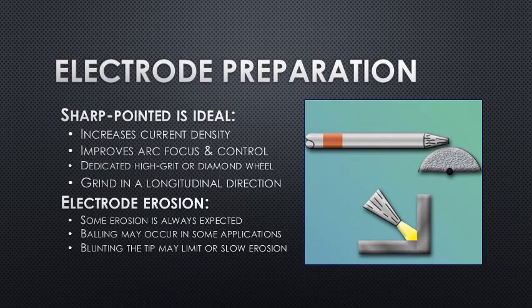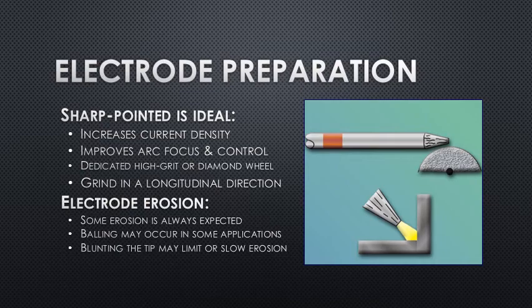Electrode preparation is key. It's something that we don't want to overlook. And first of all, you should know that a sharp point is ideal for TIG welding because it increases current density, provides excellent arc starting, good arc focus and control. And as a result, we should use a dedicated high grit or diamond wheel of at least 300 grit in order to sharpen most tungsten electrodes.